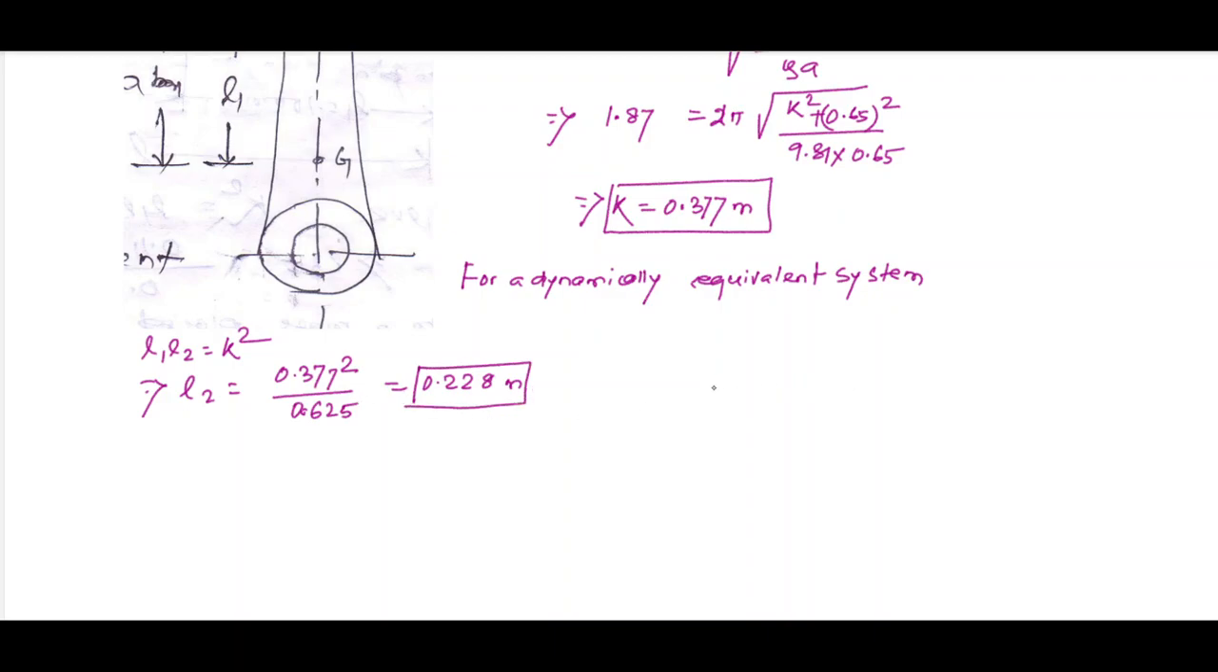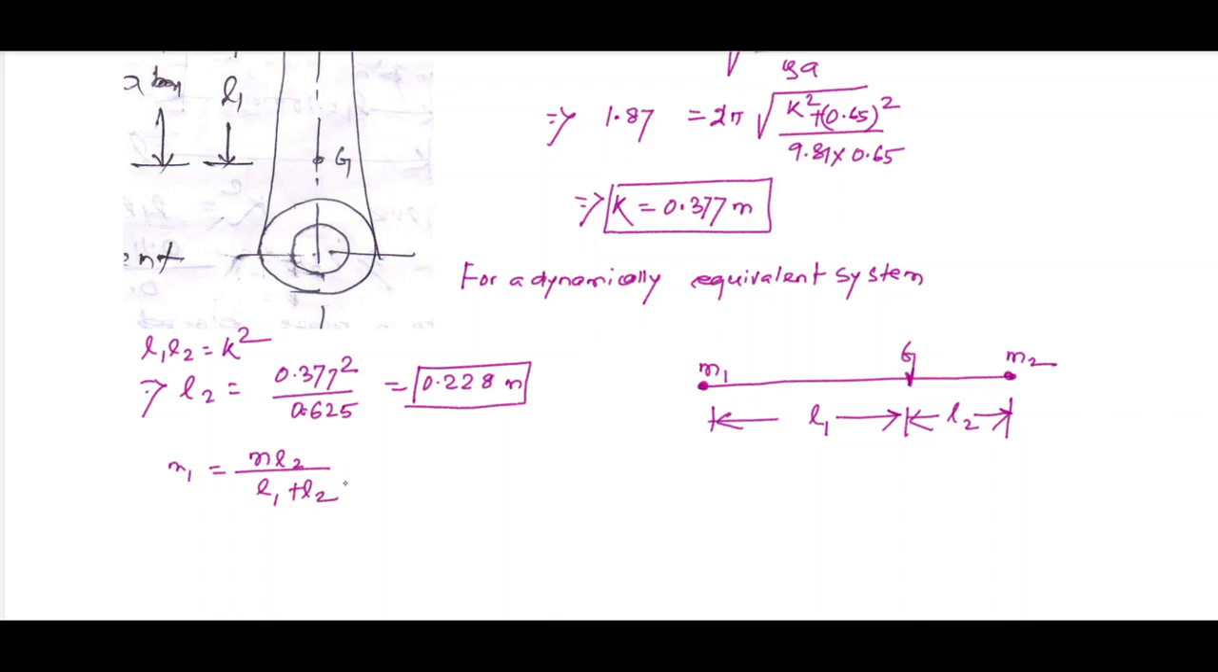Okay, so if I draw the schematic of the equivalent system, we have a mass here and another one here. Let's say this is M1, this is M2, point G is here. Let's say this is L1 and this one is L2. So now I can find out the value of 2 point mass using this equation, m1 is equal to mL2 divided by L1 plus L2.